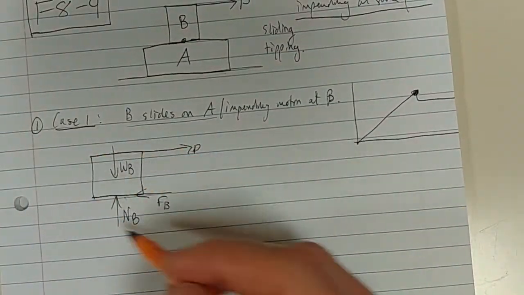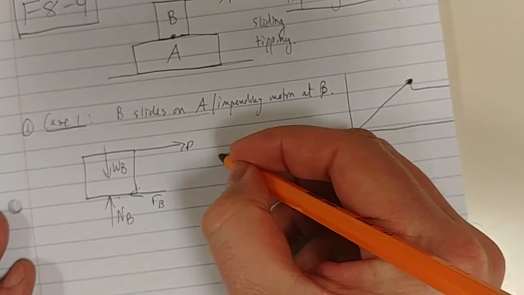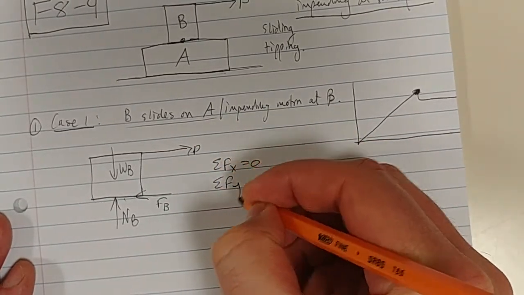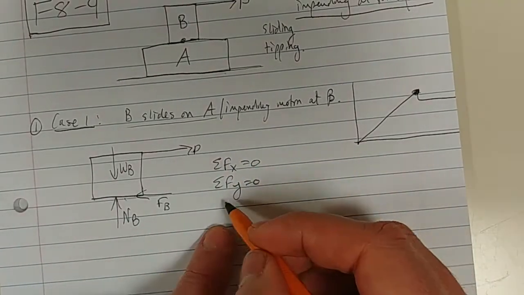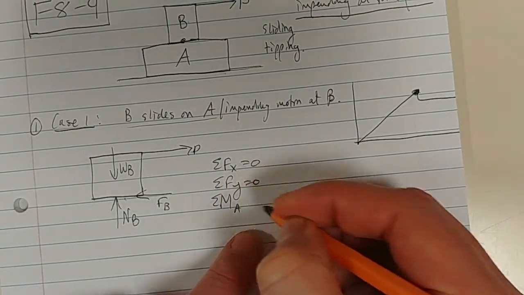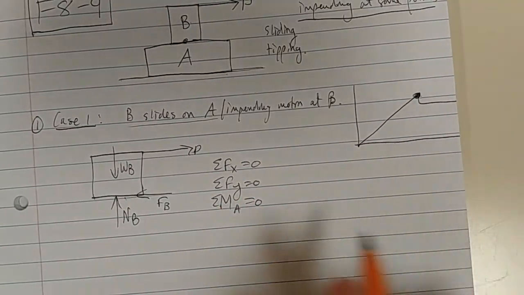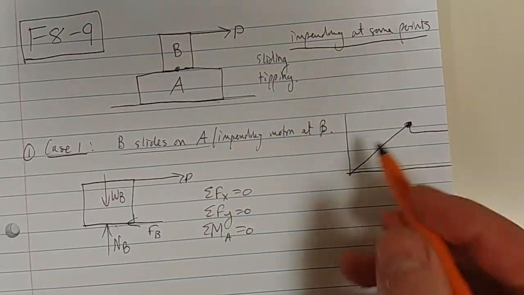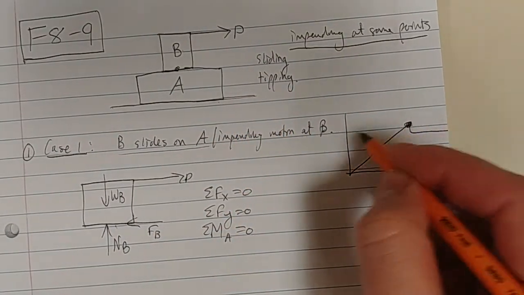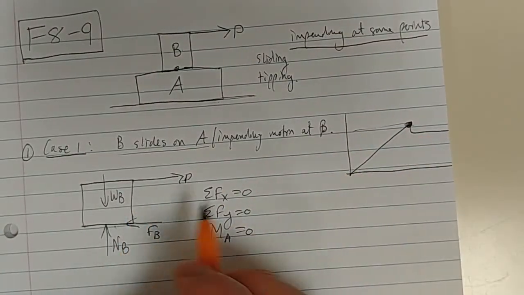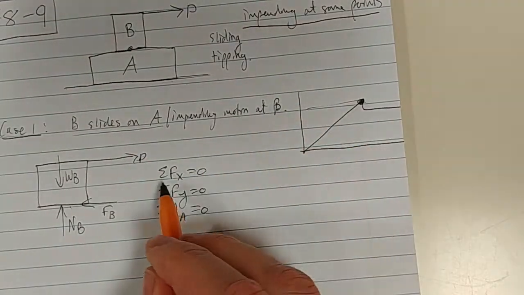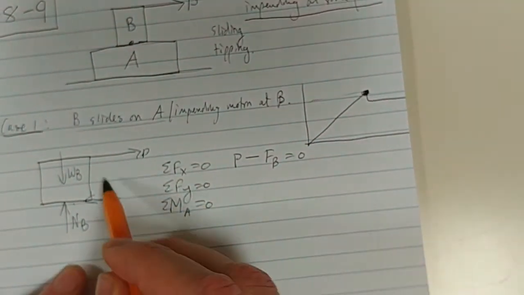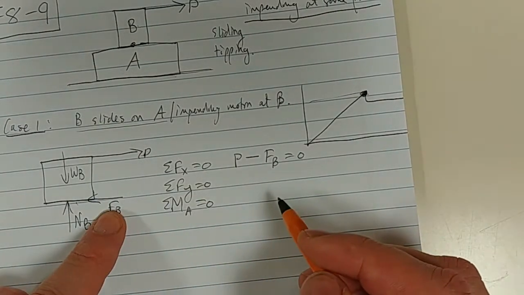So we set up our free body diagram, then we set up our equations of equilibrium. Sum of the forces in the x equals 0. Sum of the forces in the y equals 0. I'm not going to worry about the sum of the moments about some point, because we're not testing tipping. We are assuming that block B is going to slide on A, so we are at impending motion before we're at tipping. Sum of the forces in the x: P minus FB is equal to 0. P minus the frictional force is equal to 0.